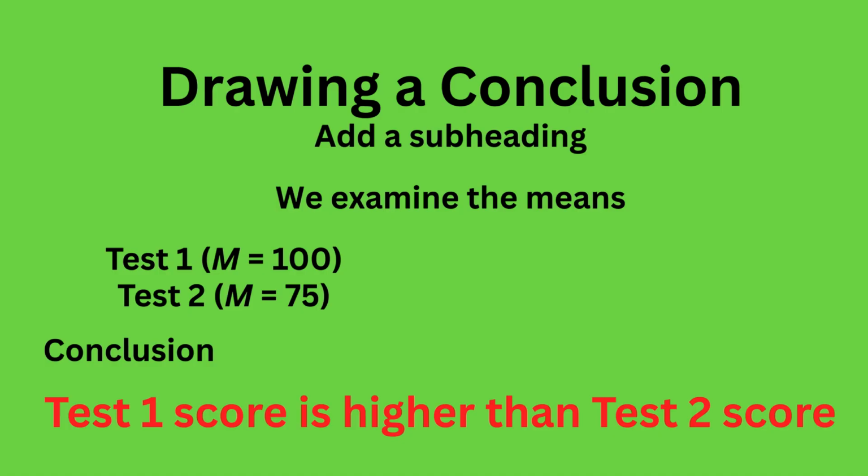But then when we go to actually do the conclusion, once you've reported your correlation, that's over. You're reporting the means, not whether they're statistically different from each other. That goes to the hypotheses. You're drawing a conclusion on the means. Give you an example. Test 1, mean equals 100. Test 2, mean equals 75. The conclusion is that the test 1 score is higher than the test 2 score.